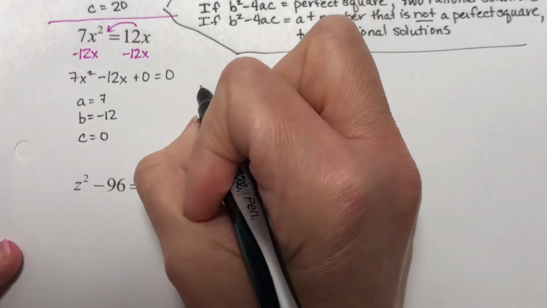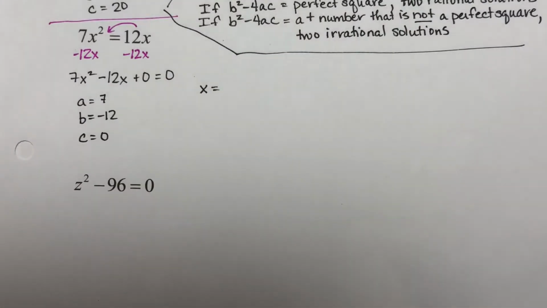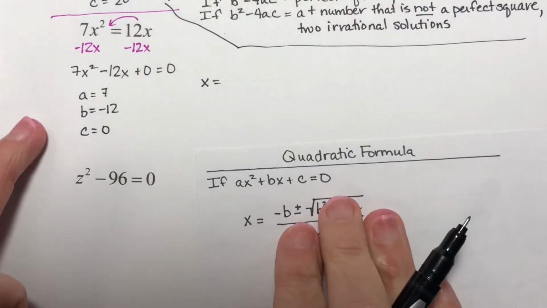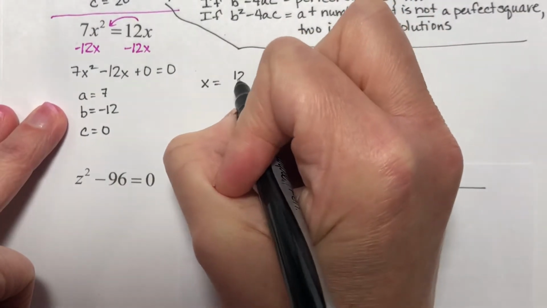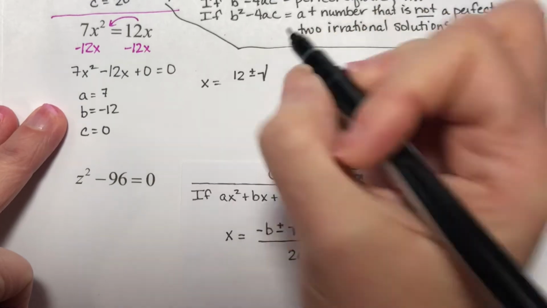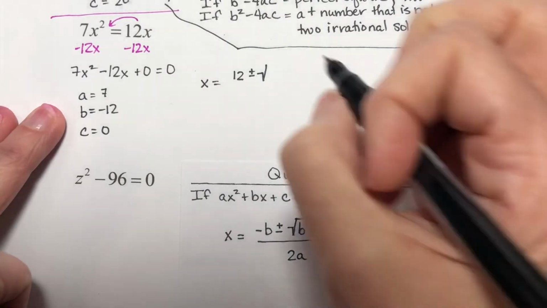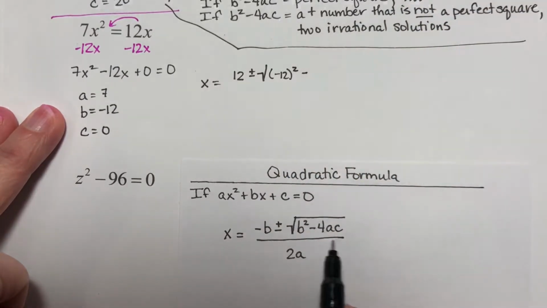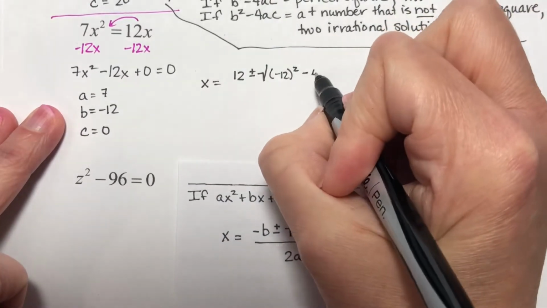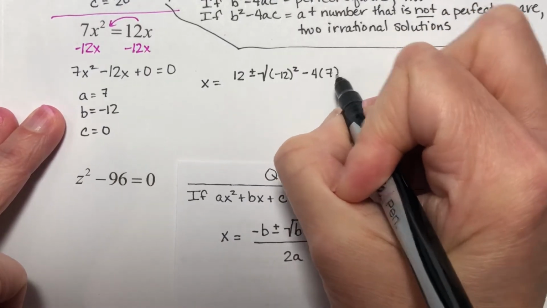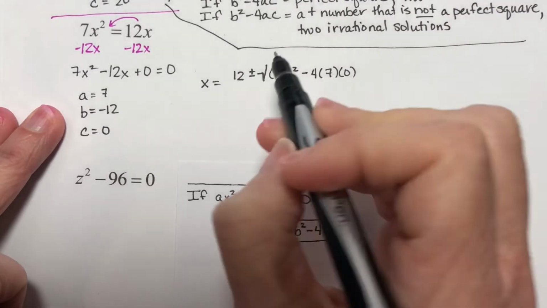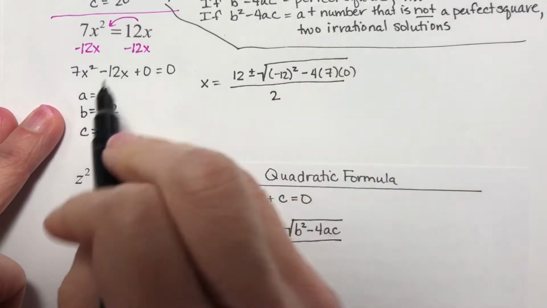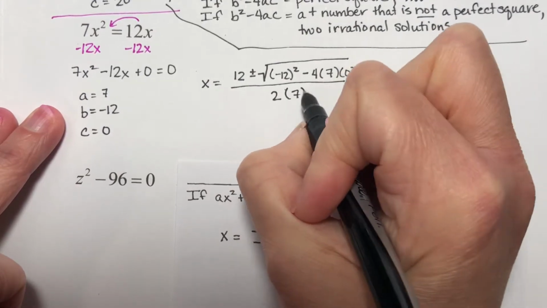So, x equals negative b, so negative 12, that's positive 12, plus or minus the square root of b squared, so that is negative 12 in parentheses squared, minus 4 times a times c, 4 times 7 times 0, and this will all be over 2 times a, which is 7.